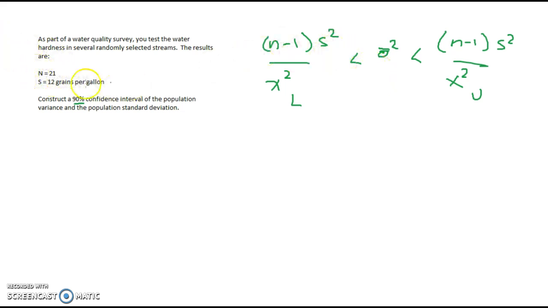Well, we know N is 21, so N minus 1 is going to be 20. Now, S. They didn't tell us S squared, but they did tell us S, so all we have to do is square that. 12 squared is equal to 144. So let's plug these things in. N minus 1, 21 minus 1, is 20, times 144. Okay, and then 20 times 144.